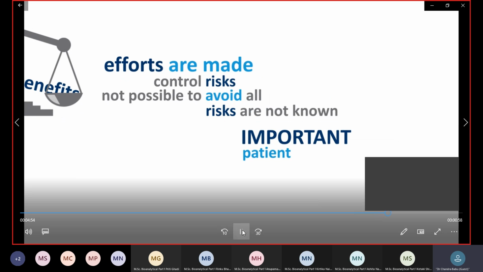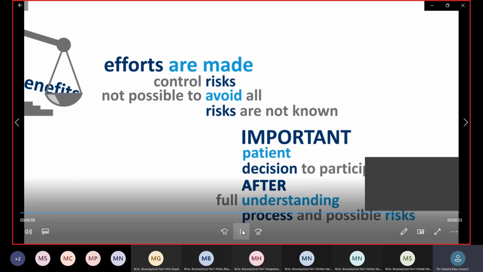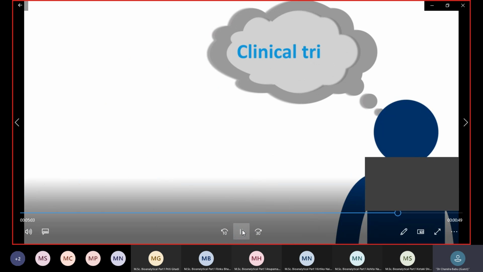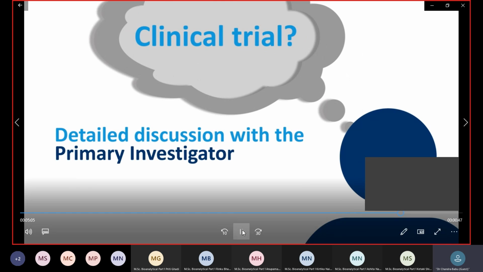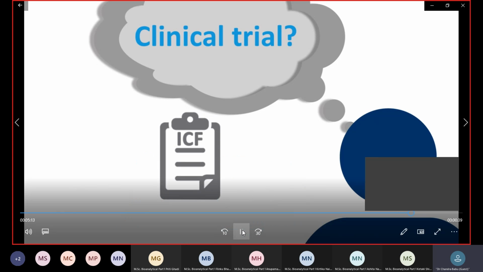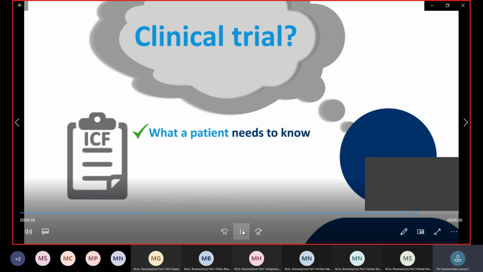It is important the patient makes the decision to participate only after they have a full understanding of the process and possible risks. If someone is thinking about participating in a clinical trial, they will have a detailed discussion with the primary investigator or study doctor on the study about the trial and will review an informed consent form. The ICF reveals what a patient needs to know about the study.